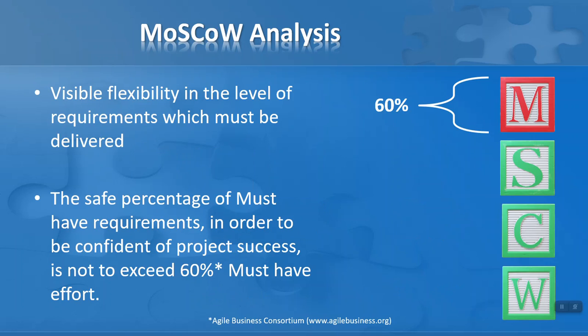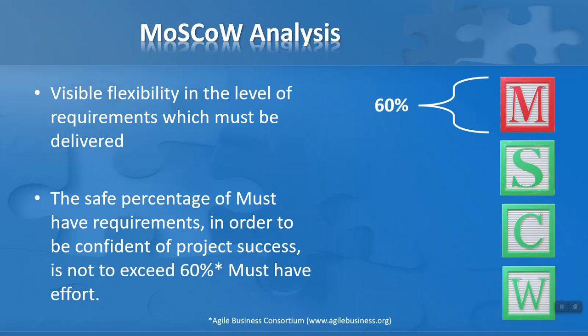Now, how much of our requirements can we have as must? Clearly, a project where all requirements, all hundreds and thousands of requirements, are must-haves is not going to work. We mightn't have the resources to do all of that. And we know that some requirements are more important than others. So we need to be able to identify the must-haves. And we must have this flexibility in the level of requirements which must be delivered.